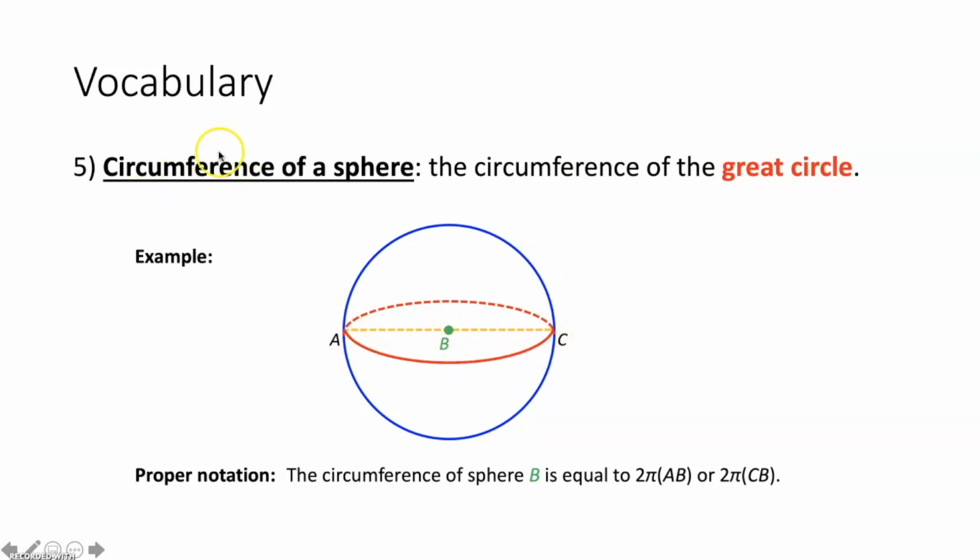Now, the circumference of your sphere would just be the circumference of that great circle that you created. So if you want to find the circumference of this great circle right here, all you'd have to do is use the formula 2 pi r, where r would be one of your radii, either the measure of segment AB or the measure of segment BC.